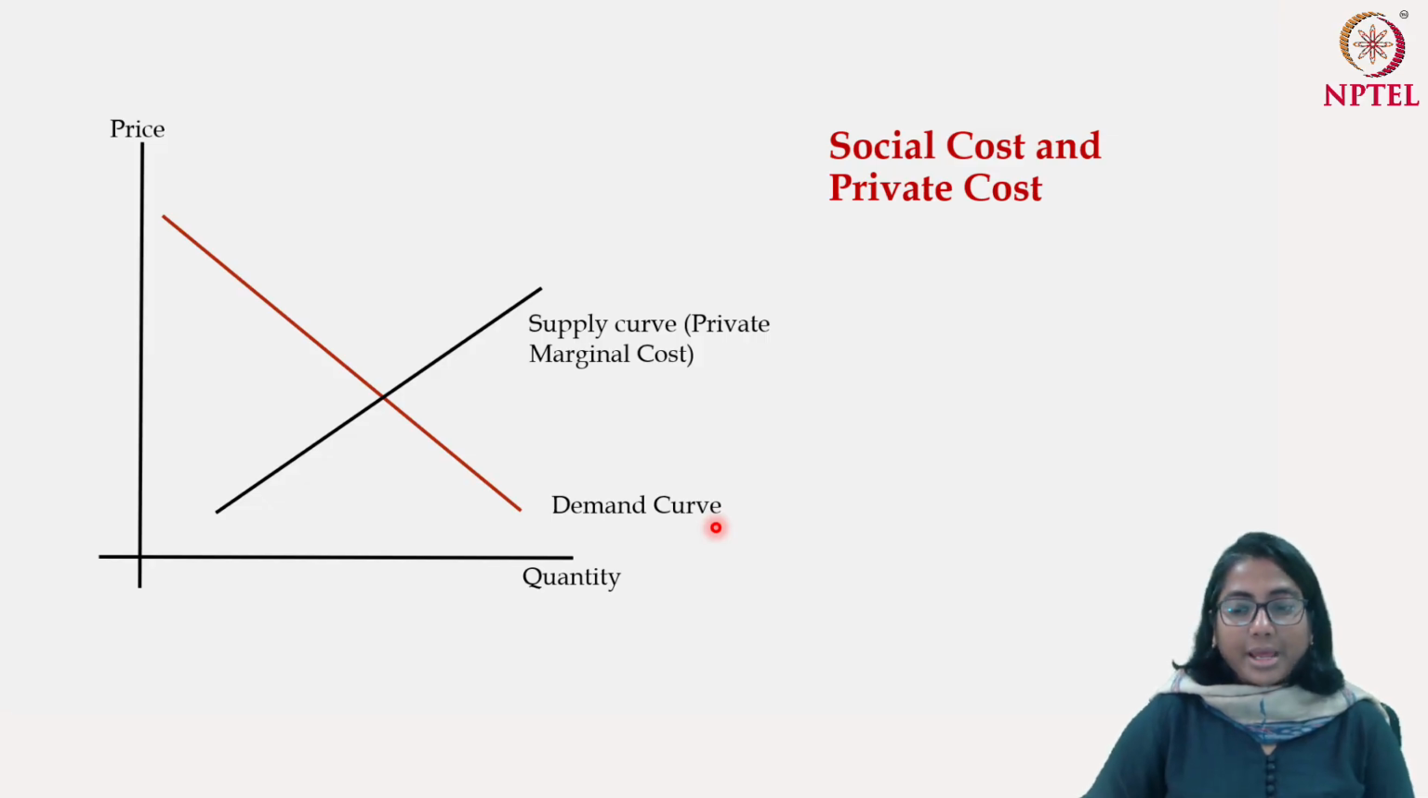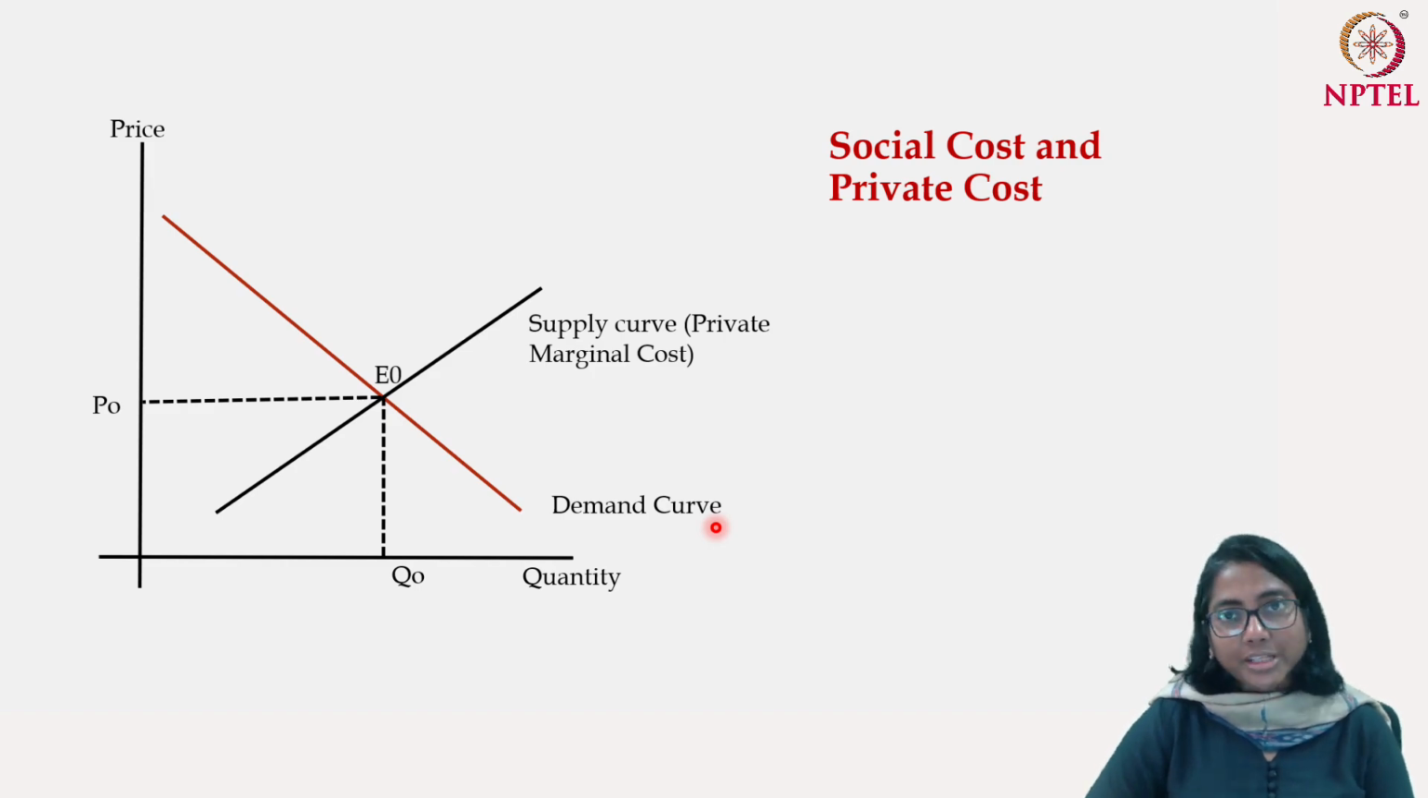So if this is the supply curve and this is the demand curve, what is the market determined output? The market determined equilibrium is at E0. So Q0 amount of electricity is being produced by this coal-fired power plant, and this is being sold at the price P0. So this is the market equilibrium with the private marginal cost or the private supply curve. Now the problem with this is that it does not take into account the cost of pollution.